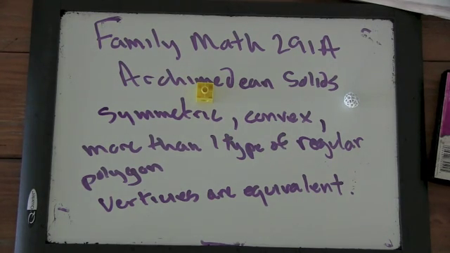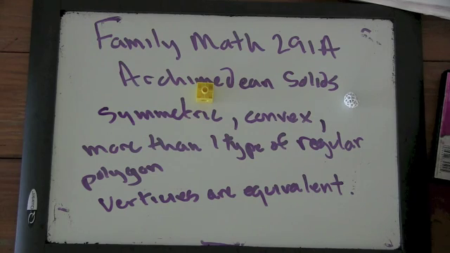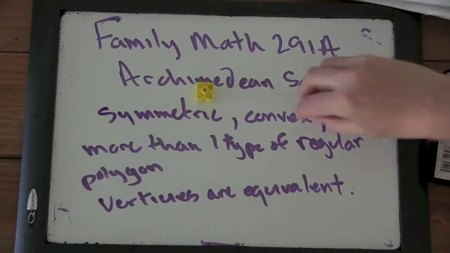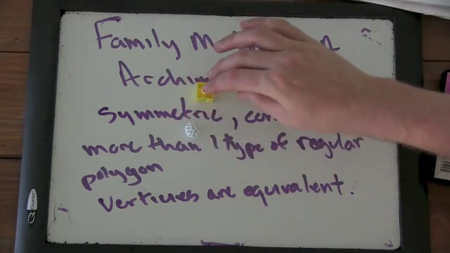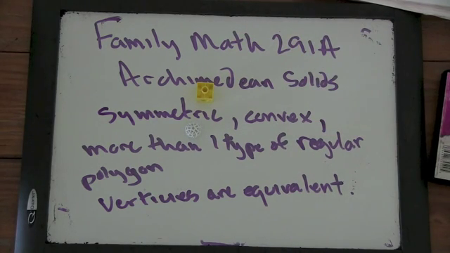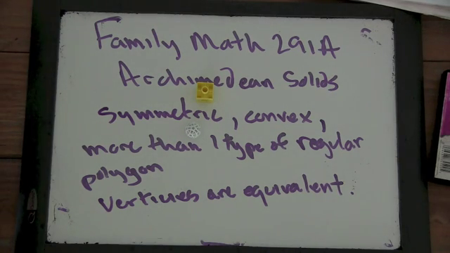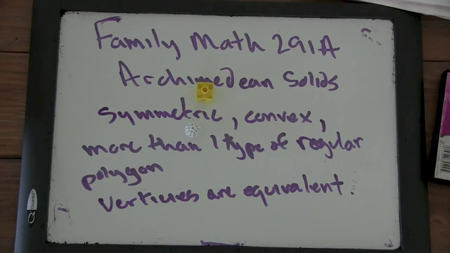All right, and then finally, they say the Zome ball is not an Archimedean solid. I don't know how well that's going to show up on camera, but the Zome ball. What makes the Zome ball not an Archimedean solid? Well, are the vertices not equivalent again? Is it convex? I think it's convex. I think any points inside of there would be. Looks like it's convex. But is it symmetrical?